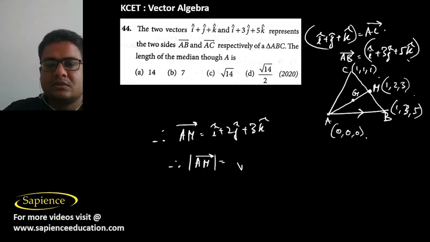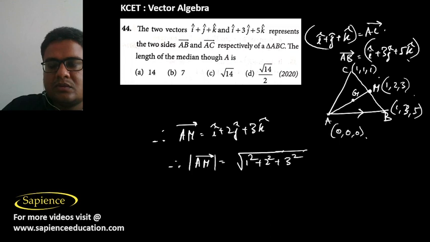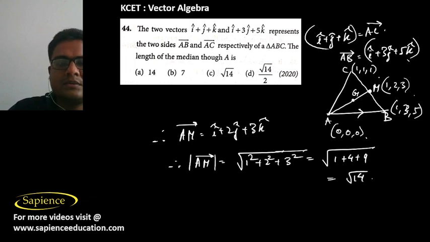Therefore, the length of the median will be root of 1 square plus 2 square plus 3 square. So that is 1 plus 4 plus 9, that is root 14. Option C is the correct answer.